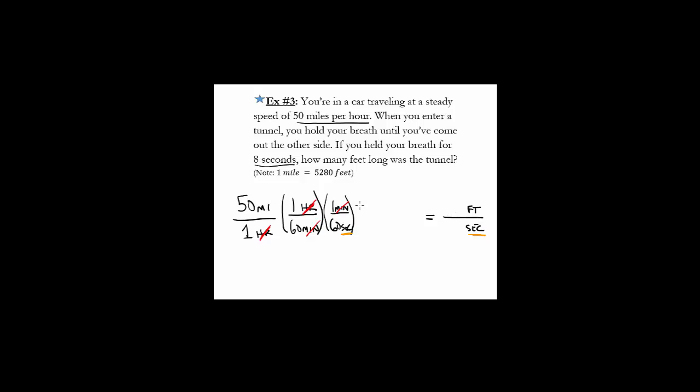Well, we did that in the last problem, right? We know that there are 5,280 feet in 1 mile. So let's write 5,280 feet over 1 mile. And let's cancel. Oh, wait a minute. I can't cancel here. I have miles on the top and I have feet on the bottom, right? So I must have done it the wrong way.